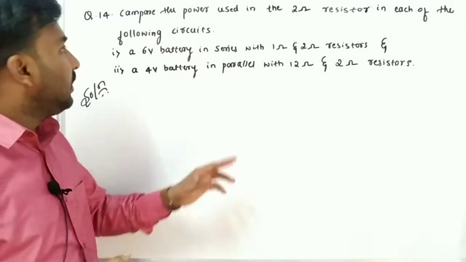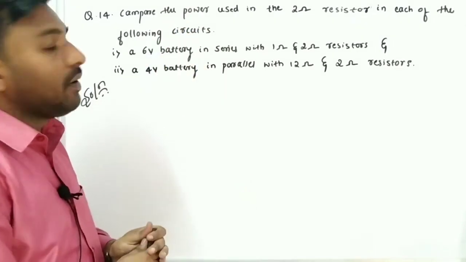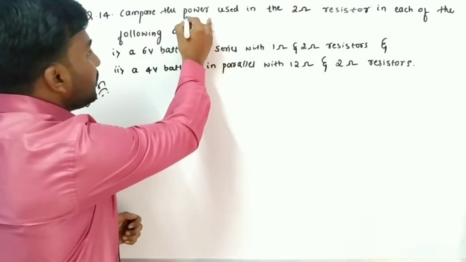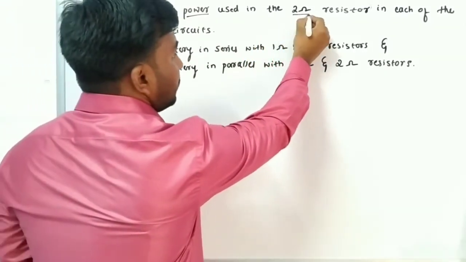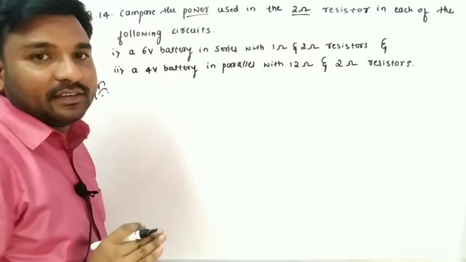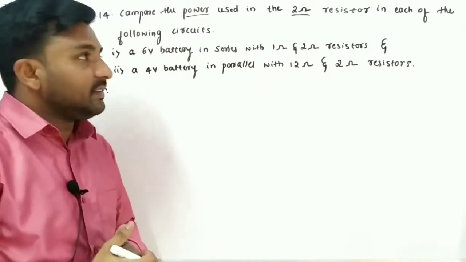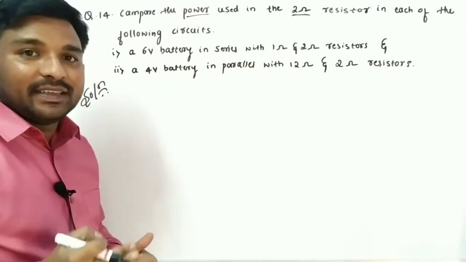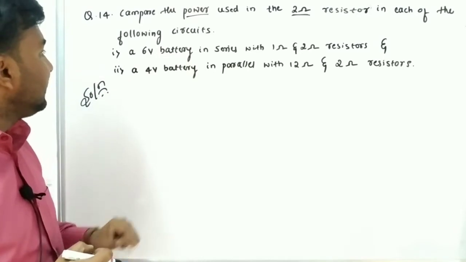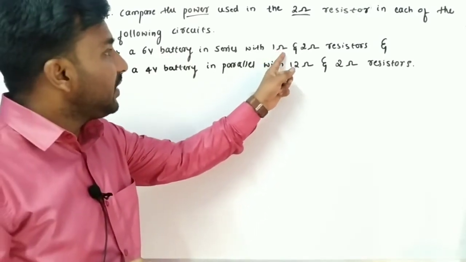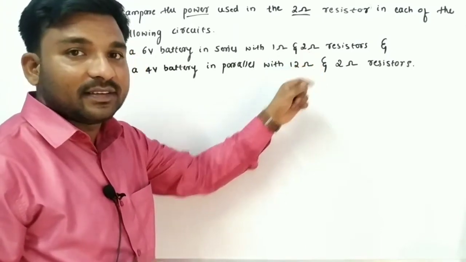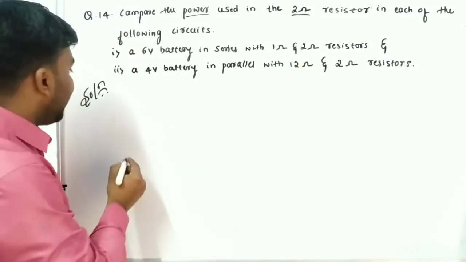Now look at here, we have to compare the powers used in 2 ohm resistors in the circuits they have given. First one is 6 volt battery in series with 1 ohm resistor and 2 ohm resistor. Let me show you with the diagram.